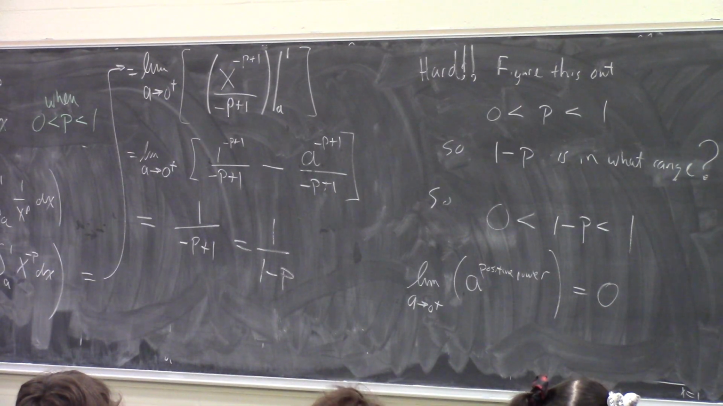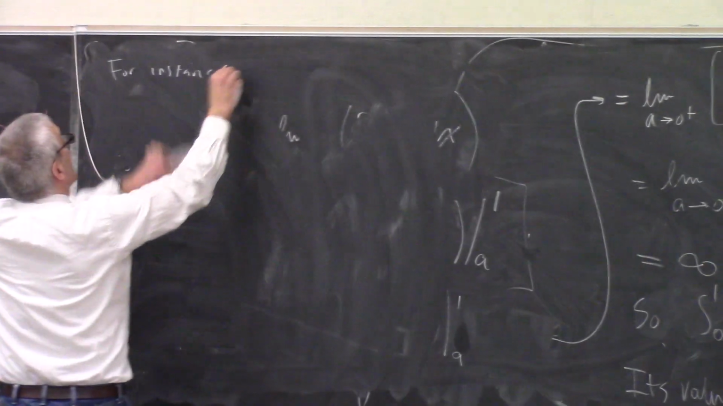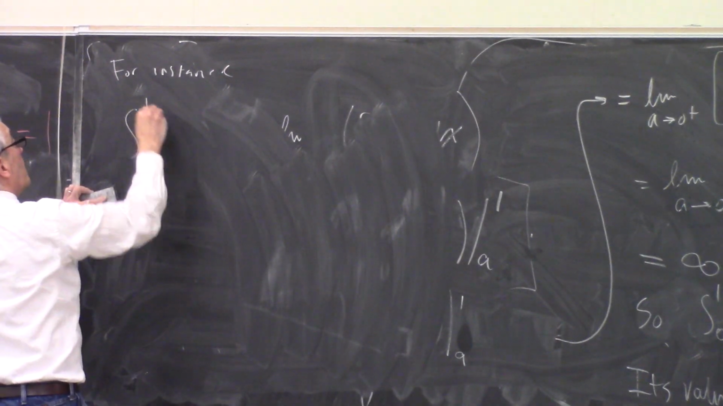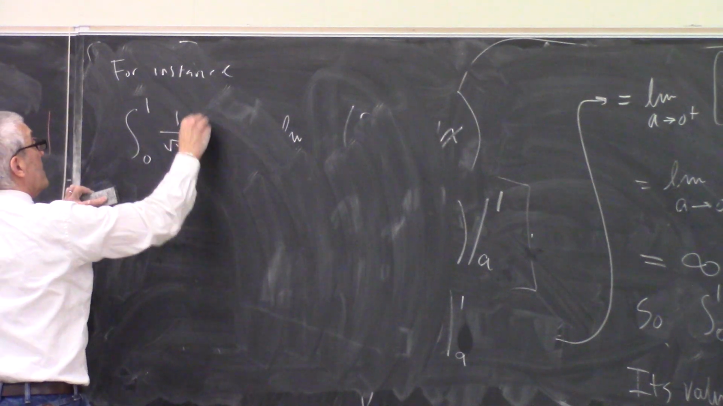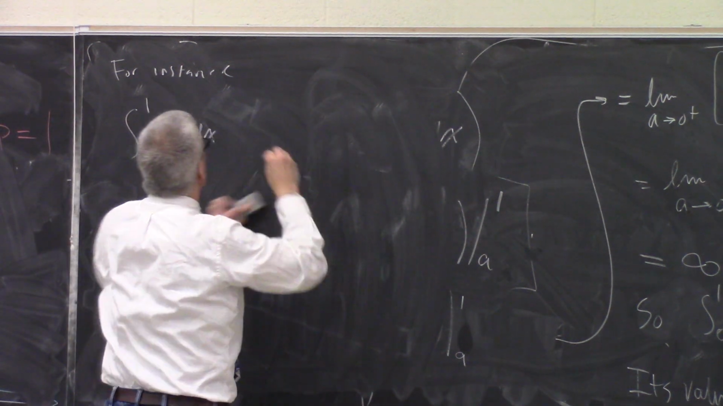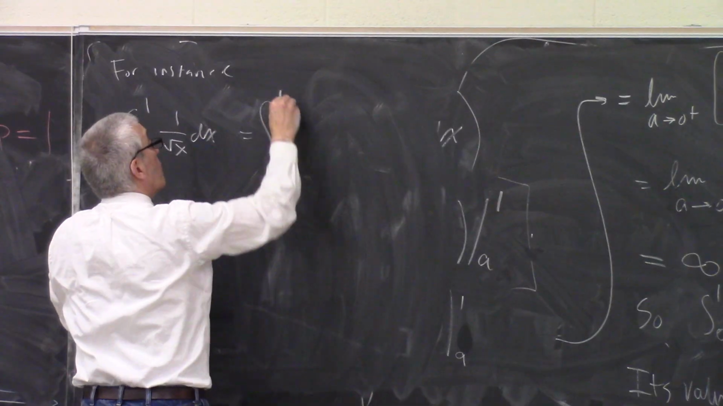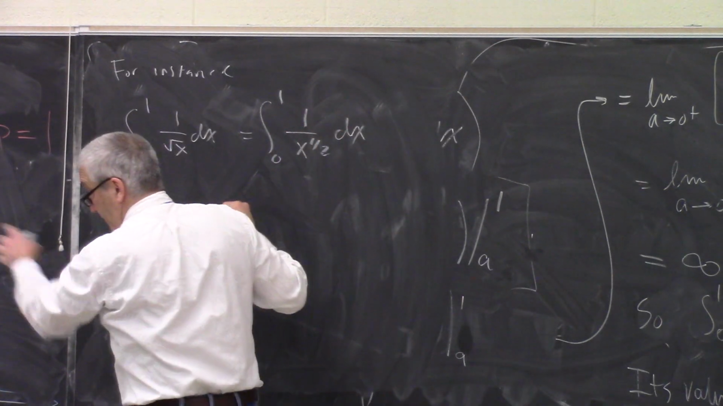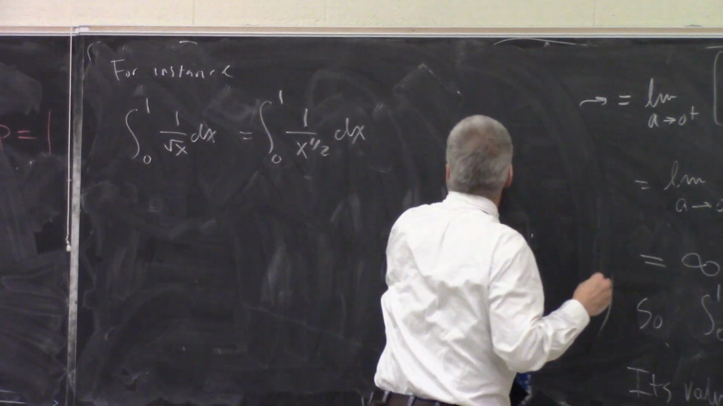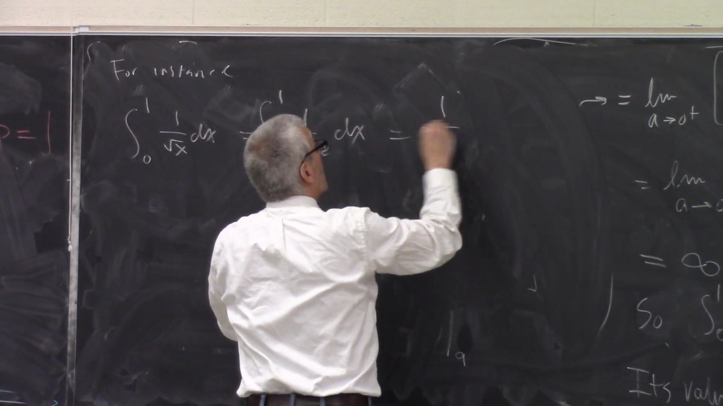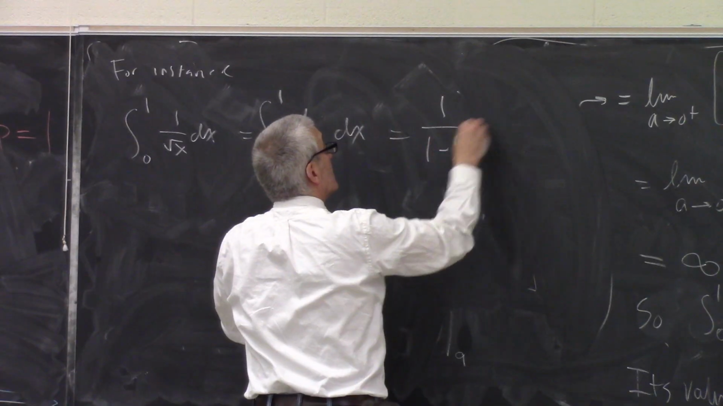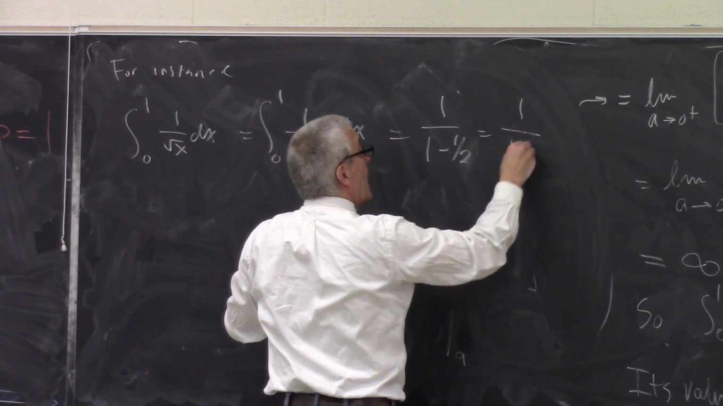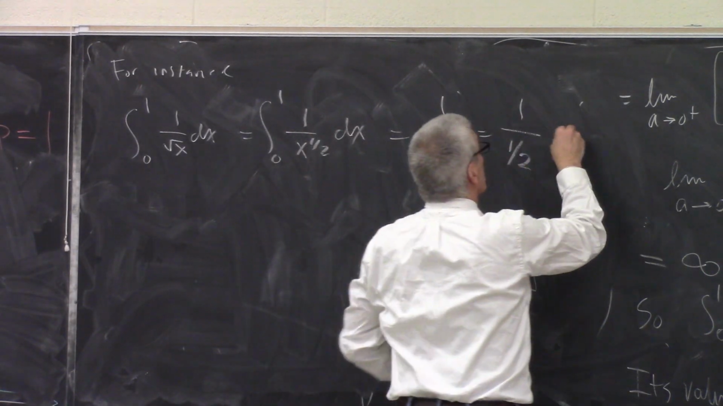So for example, the integral from 0 to 1 of 1 over square root of x, that would be the integral from 0 to 1 of 1 over x to the 1/2. According to that formula, it would be 1 over 1 minus 1/2. So 1 over 1/2, it would just be the number 2.